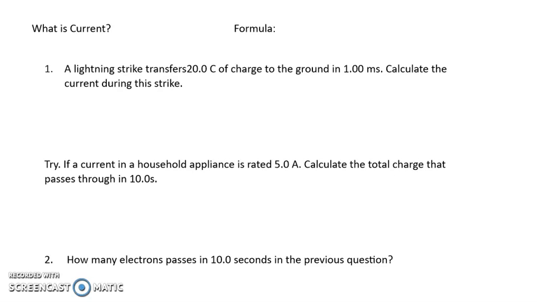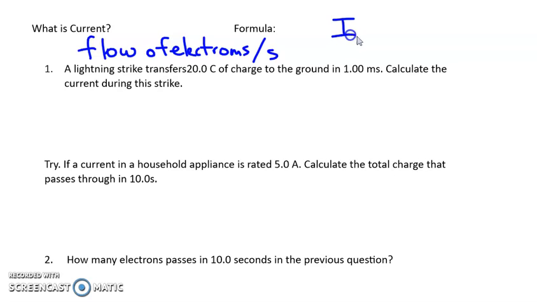Welcome to video 3 for lesson 12.3, magnetic force around a current carrying wire. The first thing we're going to be asking ourselves is, what is the current? It is simply the flow of electrons. Now that is per second, so the units would be coulombs per second. The formula we're going to use with that is I is equal to Q over T.